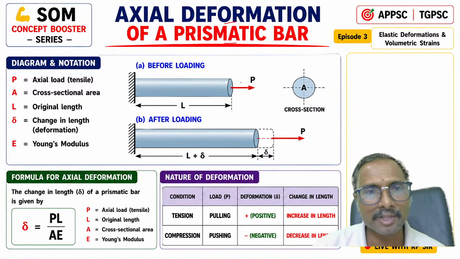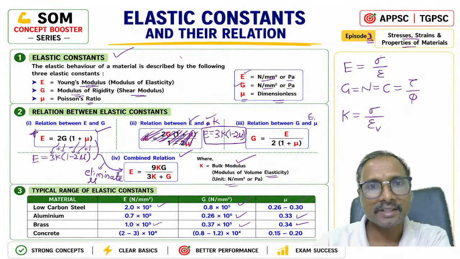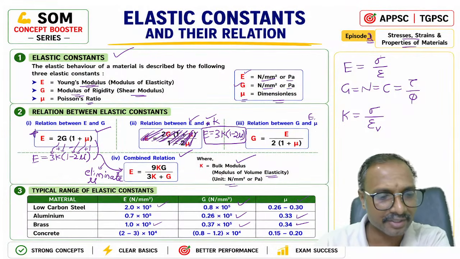Axial deformation of a prismatic bar, right? So where did we stop yesterday? Up to which one we had done yesterday? These elastic constants and the relations we have seen yesterday.